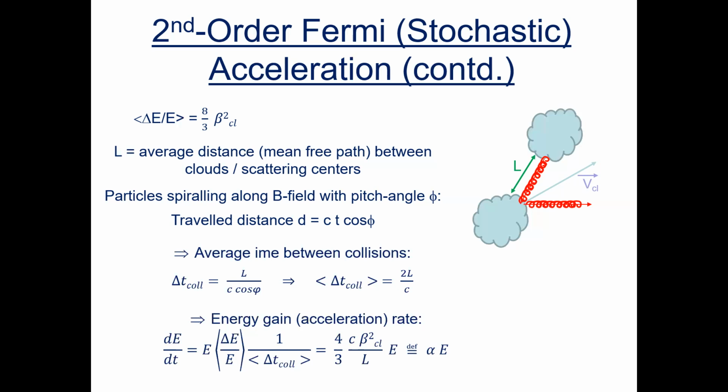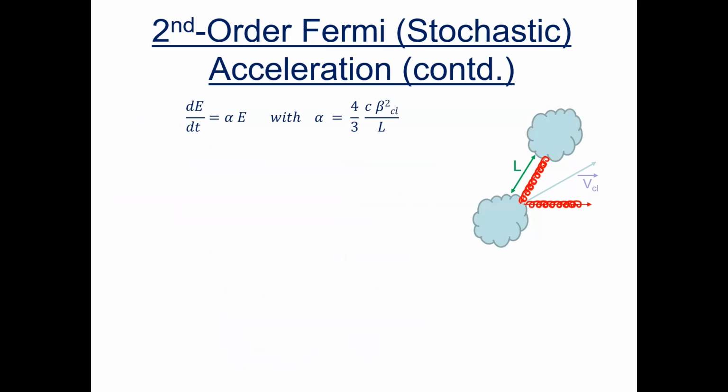As you'd expect, energy gain is larger, more efficient, if the cloud velocity increases, so it's proportional to beta squared, that second order term. And as you also expect, it gets larger if the cloud density is larger, which means the distance between the clouds gets smaller. So it's naturally what you expect here.